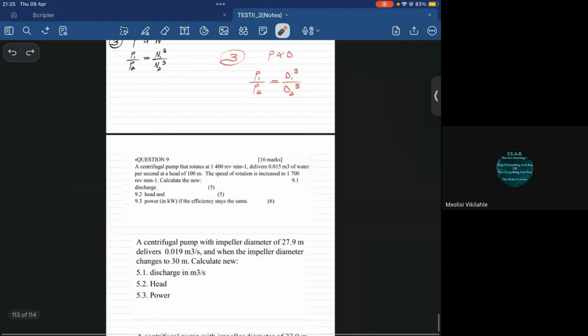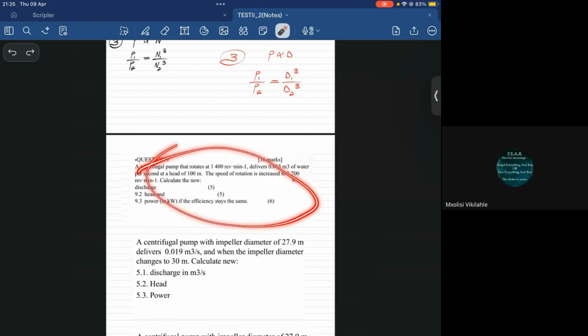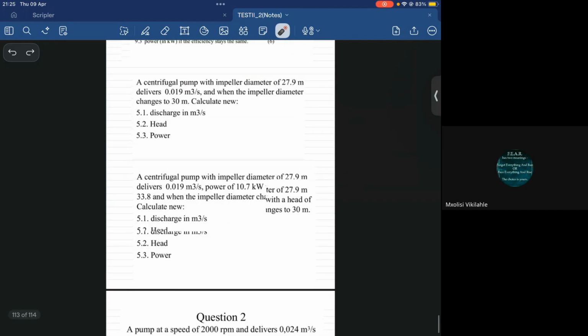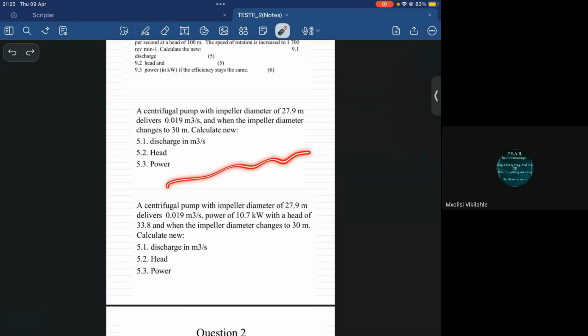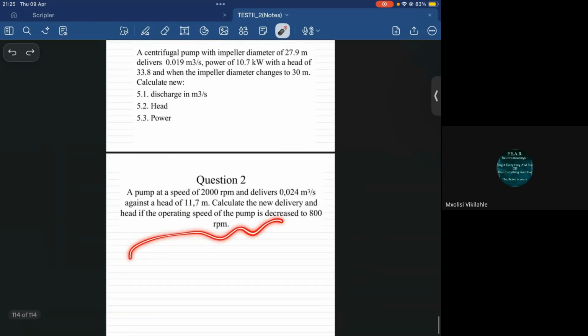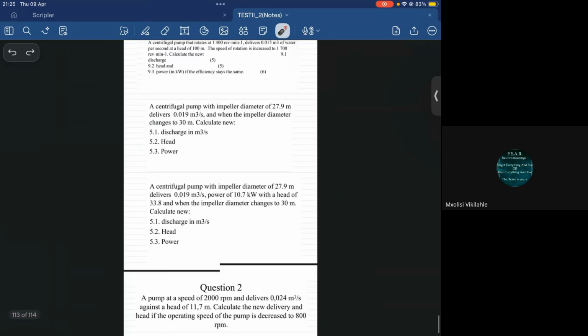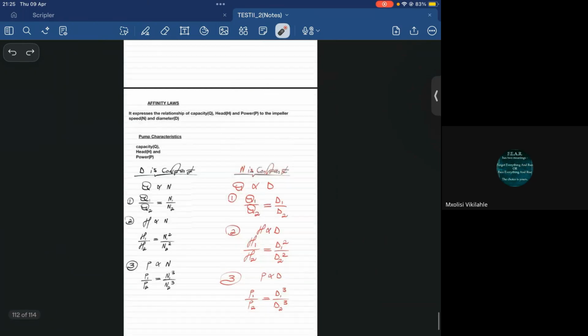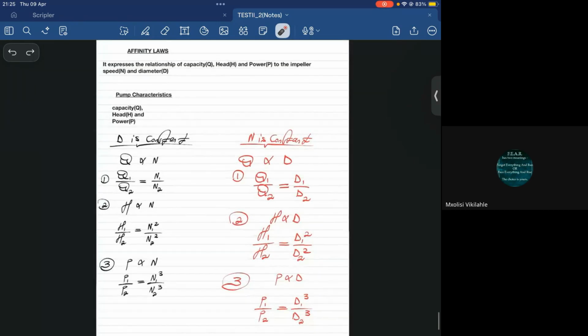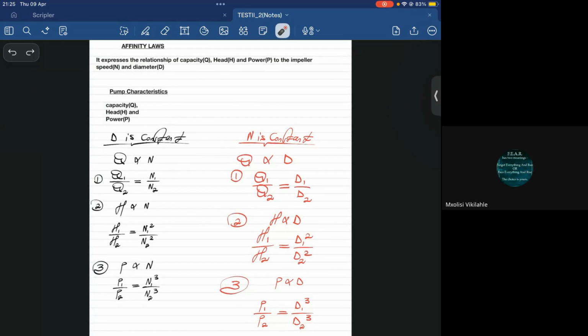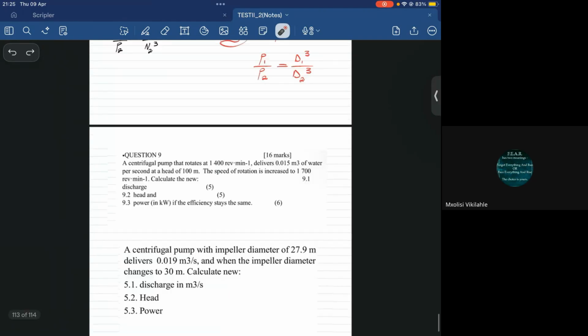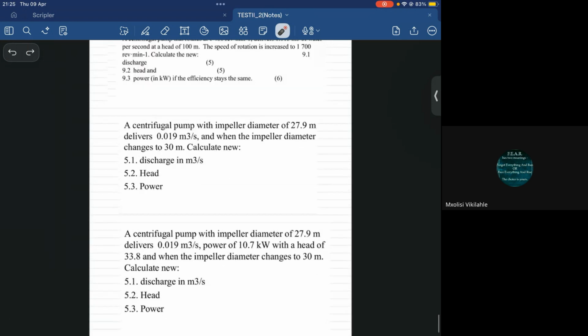Like I said, I'm just going to go through example number 1 here, which is question 9. The rest, please go through them, and I will go through them next week with you. Do you guys have questions based on this? Okay, so let's quickly answer this question 9 here.